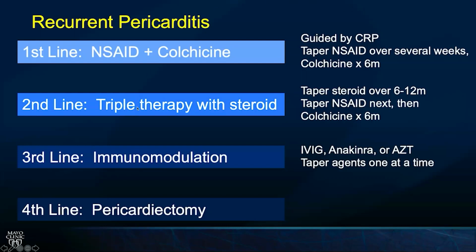If that doesn't work, then you can go to triple therapy and add a steroid. You're going to still have them on steroid, nonsteroidal, and colchicine. You will take them off in that order and do so gradually. Look at this here. This is a long-term taper. It's over 6 months perhaps.